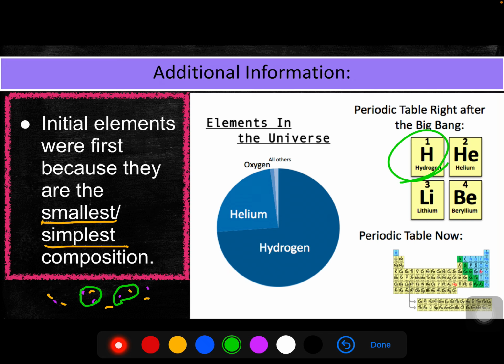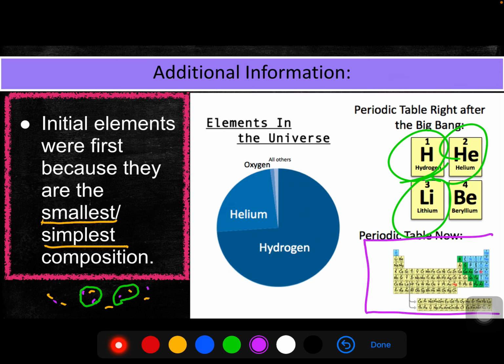So second bullet point, initial elements are the initial elements because they're the simplest composition. We don't need a lot of matter to form them. As we think back to the game and combining those hydrogens, that was pretty easy. And like we know with nucleosynthesis, every time they combine, we get something more massive. And so those 3 particles started creating everything that we have now.